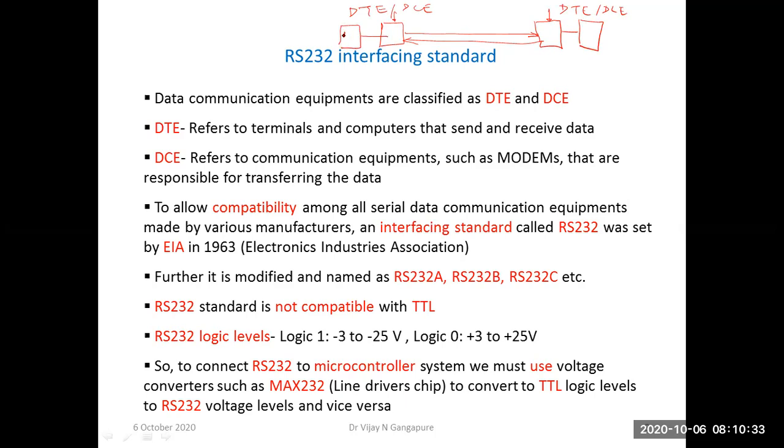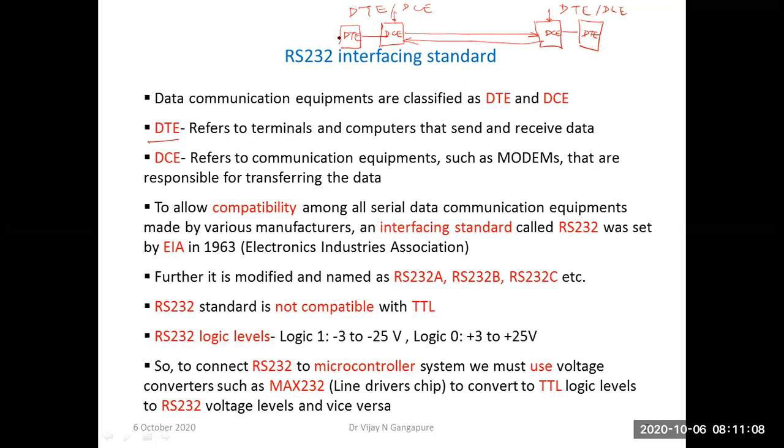Okay, so this is DTE and this is DCE at this end, and this is DCE and this is DTE at the other end. Data communication equipments, these are called DCEs, which communicate with each other serially. These are classified as DTE and DCE. DTE refers to terminals, and computers that send and receive data.